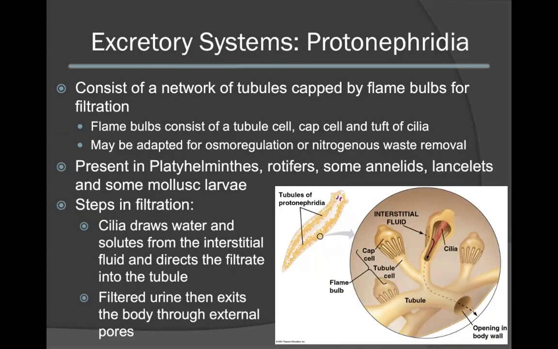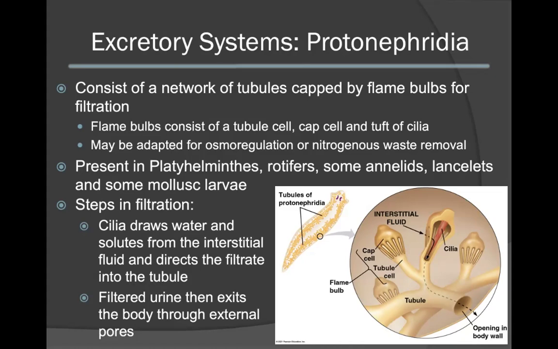The protonephridia consists of a network of tubules that are capped by what is termed flame bulbs. The flame bulbs are important in the filtration process. Flame bulbs consist of a tubule cell, a cap cell, as well as a tuft of cilia. The protonephridia can also be adapted for osmoregulation as well as nitrogenous waste removal. Protonephridia are present in worms such as Platyhelminthes, rotifers, some annelids, lancelets, as well as some mollusk larvae.